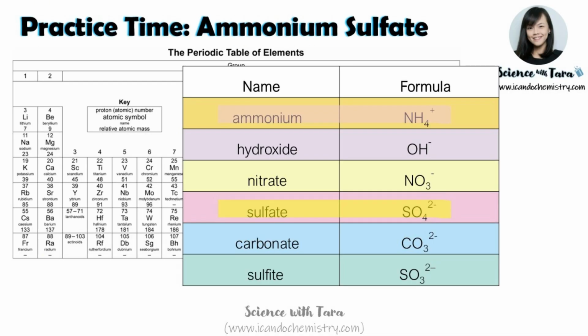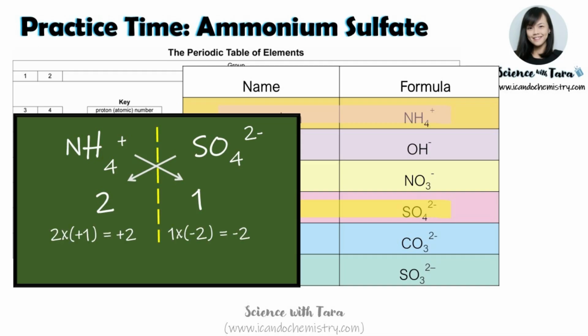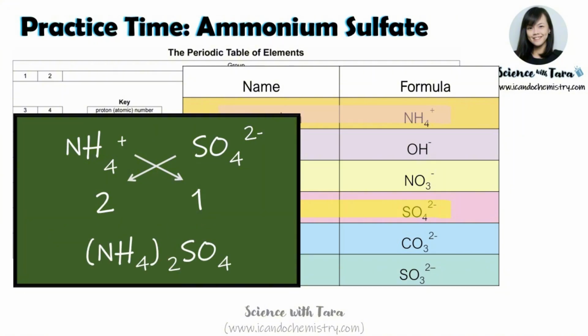Next, ammonium sulfate. Ammonium ion is NH4+, sulfate ion is SO4 2-. Ammonium has a charge of +1, while sulfate has a charge of -2. So to balance the -2 charge, we need 2 ammonium ions. So the ratio is 2:1. So when we write the formula, we put the bracket around the ammonium ion because it is a polyatomic ion. It means that we need 2 groups of ammonium ion to balance the charge of 1 sulfate ion.